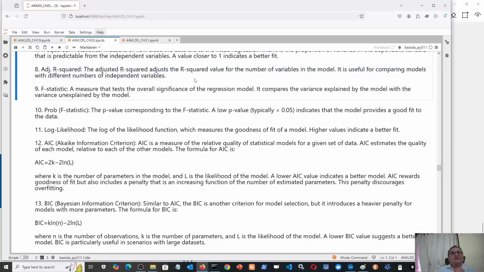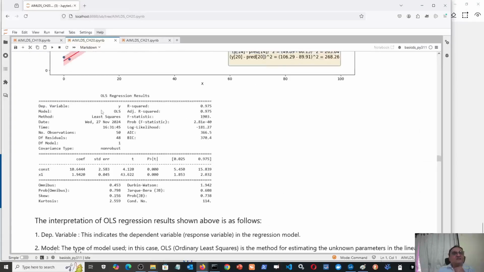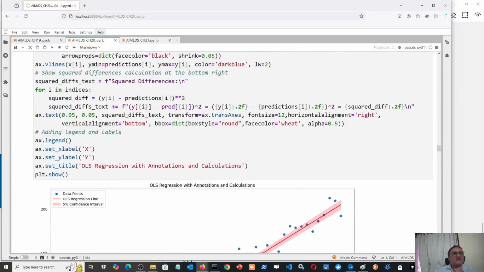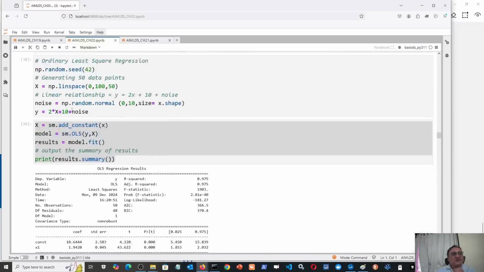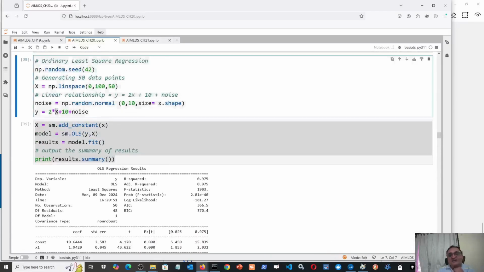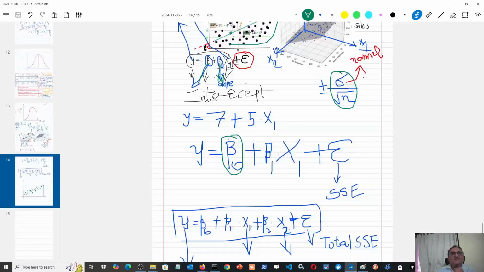Now this is again an important thing, because sometimes you got R squared equal to 0.975 for this model, but this was a very simple case in which there was only one independent variable, that is this x. That means y is equal to beta 0 plus beta 1 x1 plus error term, right?